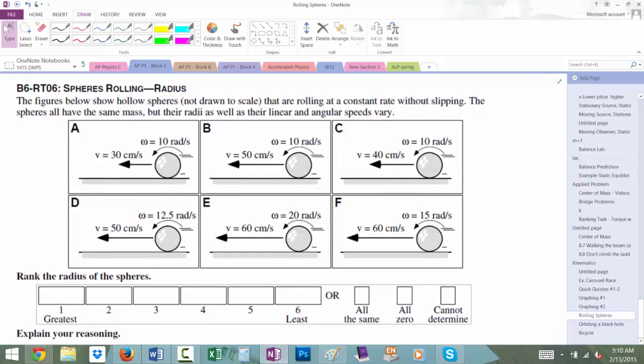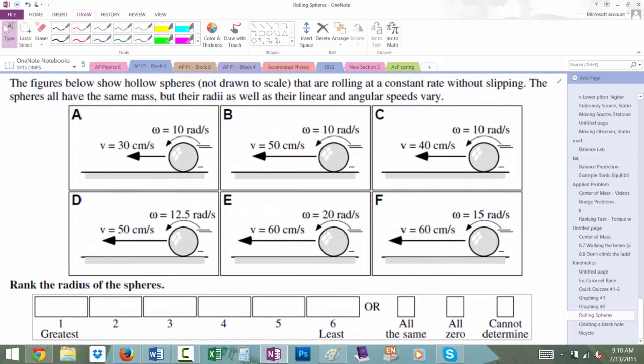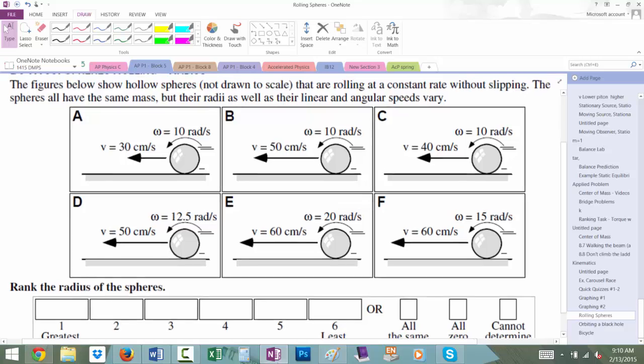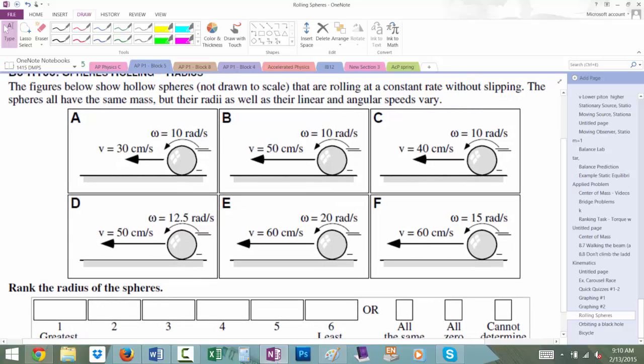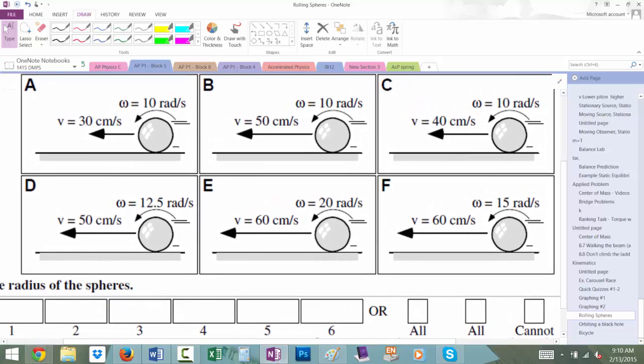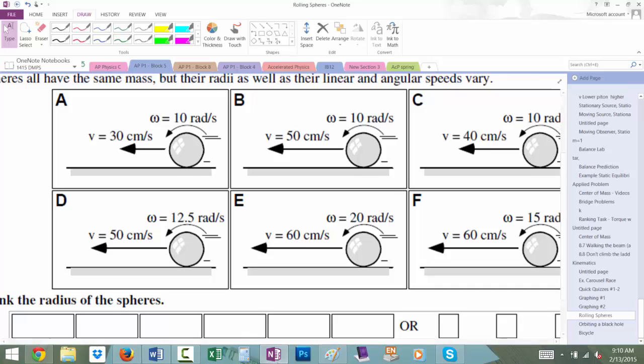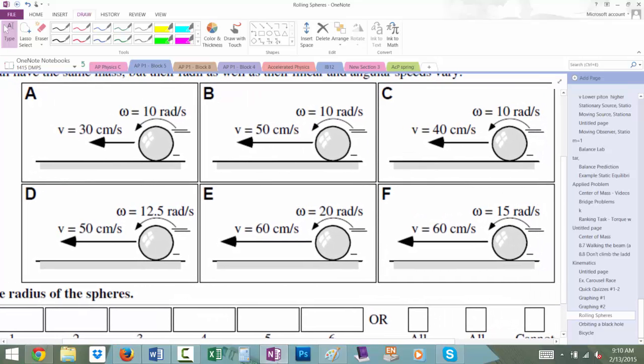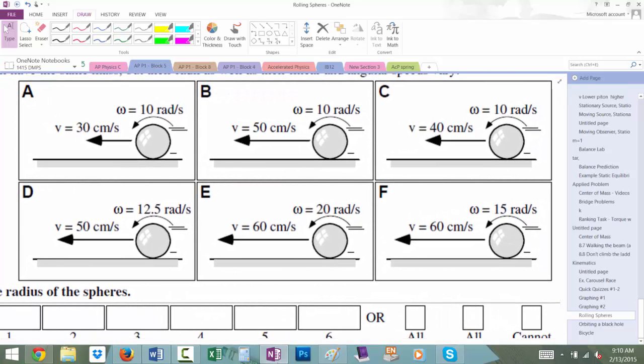We've got hollow spheres that are not drawn to scale. They're rolling at a constant rate without slipping. You'll care why later. The spheres have the same mass, but their radii, as well as their linear and angular speeds, vary. So I'm going to zoom this in so you can see it. The question asks you to rank the radius of the spheres. Okay? So this is you in your brain for a moment, and then I'll let you discuss and put it on boards.